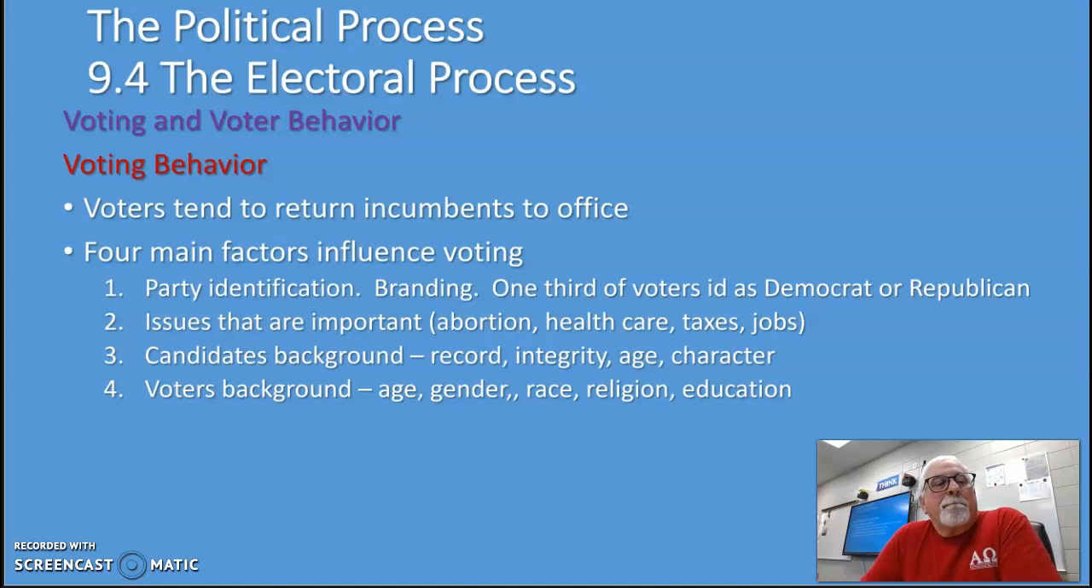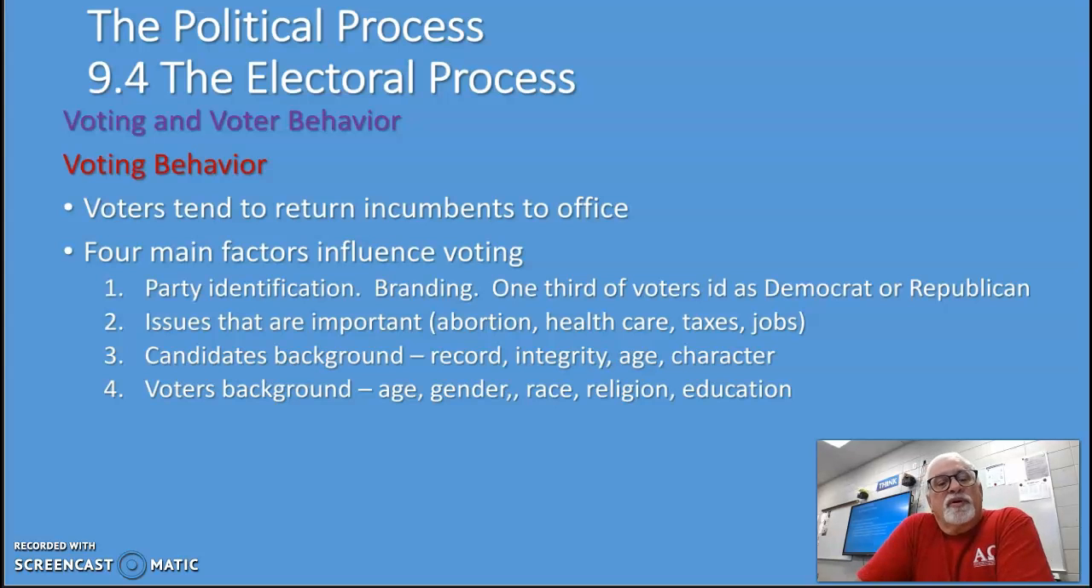So, voting behavior. Why do people vote? Well, first of all, voters tend to return incumbents to office. What's an incumbent? It's a person who already holds the office. And there are four main factors that influence our voting: party identification, branding. One-third of voters ID as Democrat or Republican. And so, if I'm a Republican, I'm going to vote Republican. If I'm a Democrat, I'm going to lean for the Democrat.